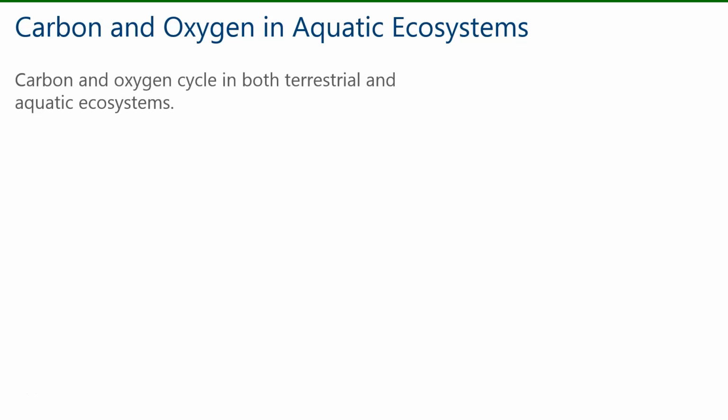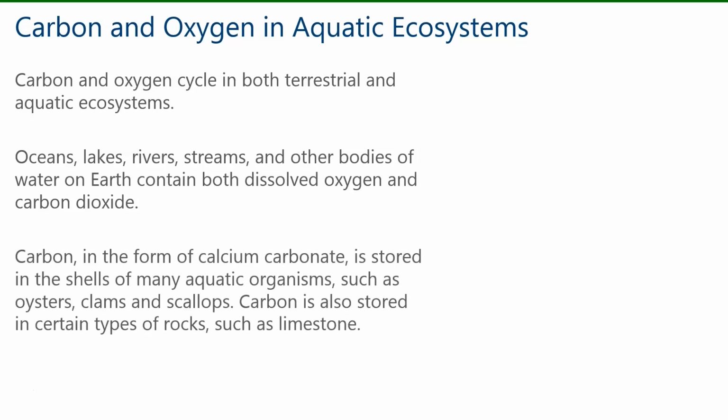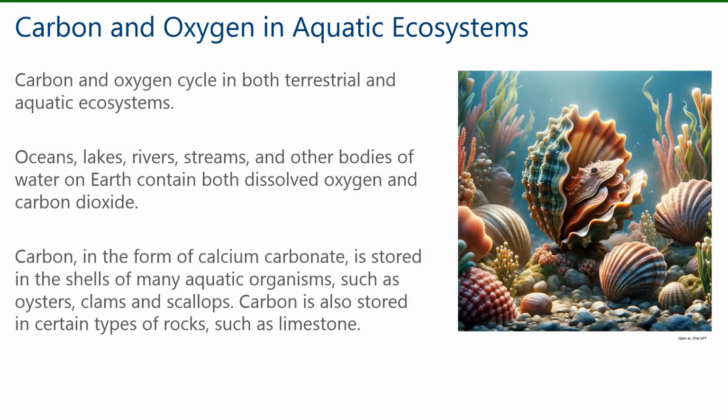Carbon and oxygen cycle in both terrestrial and aquatic ecosystems. Oceans, lakes, rivers, streams, and other bodies of water on Earth contain both dissolved oxygen and carbon dioxide. Carbon, in the form of calcium carbonate, is stored in the shells of many aquatic organisms, such as oysters, clams, and scallops. Carbon is also stored in certain types of rocks, such as limestone.